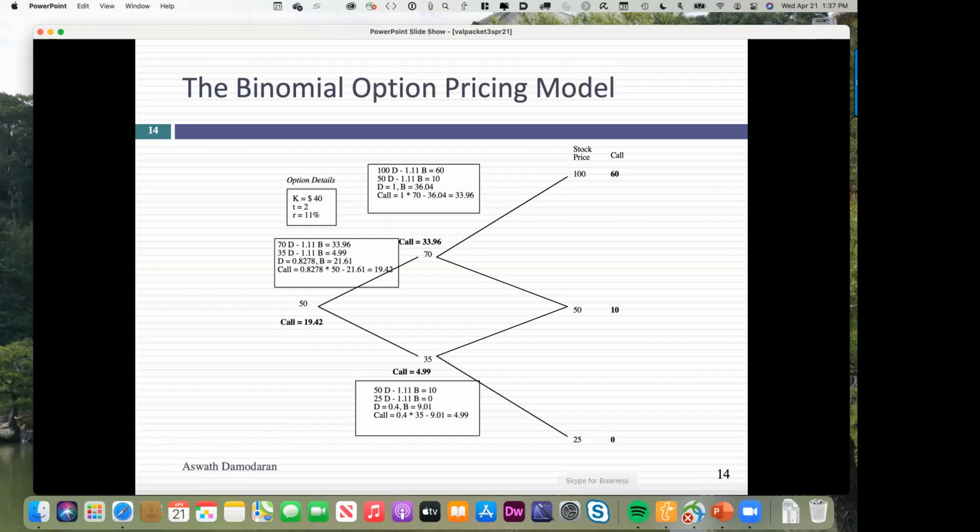If you have a call option with a strike price of 40 and you let it ride for 2 time periods, that's what the option maturity is. At the end of t equal to 2, let's see what the option is going to be worth. If the stock goes to 100, the cash flow on your call is going to be 60. You see why it's going to be 60? You're going to buy the stock at 40, sell it at 100, keep the difference. If the stock goes to 50, you're going to buy it at 40, sell it at 50, you're going to keep 10. If the stock goes to 25, why isn't it minus 15?